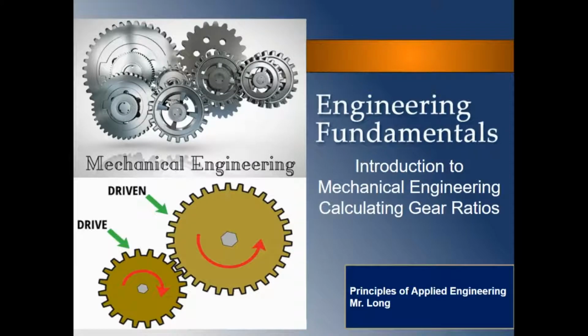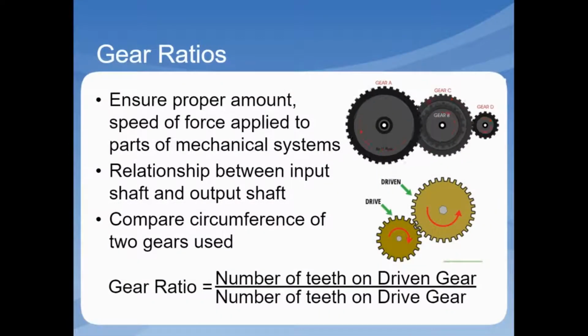Today we're going to be talking about an introduction to mechanical engineering, calculating gear ratios. Mechanical engineers must direct the correct amount of speed and torque to rotating parts in a mechanical system. Gear sets are one way of converting the rotational speed of an input shaft to a different speed for an output shaft. A gear ratio is the ratio of the speed, or angular velocity, of the input shaft to that of an output shaft.